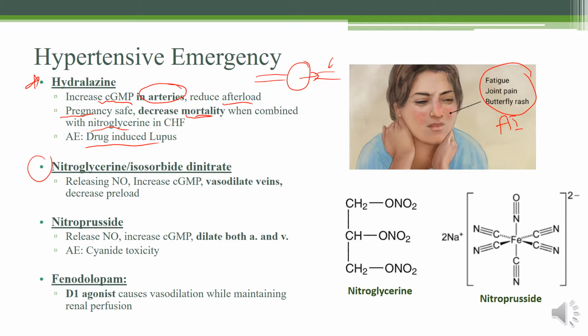Nitroglycerin or isosorbide dinitrate, anything with nitro in its name really, has a similar effect to hydralazine, but it only affects veins. Here's how. It releases nitric oxide, and nitric oxide increases the cyclic GMP just like hydralazine did, and this causes vasodilation, and it just releases it in the veins, and that's why you get a decrease in preload. Remember, preload is going to be the veins part, and if you get a decrease in preload, that means you have less blood going into your heart.